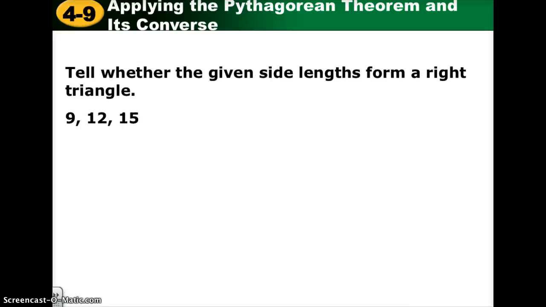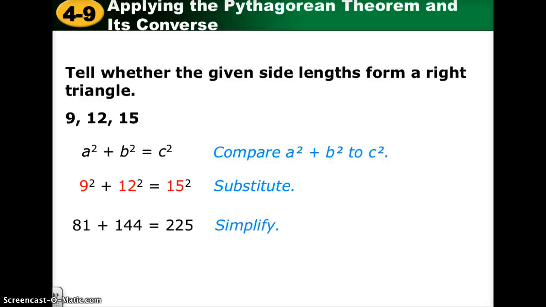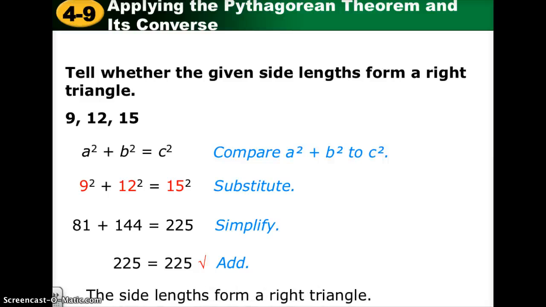Let's tell whether the given side lengths form a right triangle. If they truly form a right triangle, then the two smaller sides squared and added together will equal the longest side squared. So plug it into the Pythagorean theorem. 9 squared plus 12 squared needs to equal 15 squared. 81 plus 144 needs to equal 225. 81 plus 144 is 225, therefore they are equal, which means that it truly does form a right triangle.